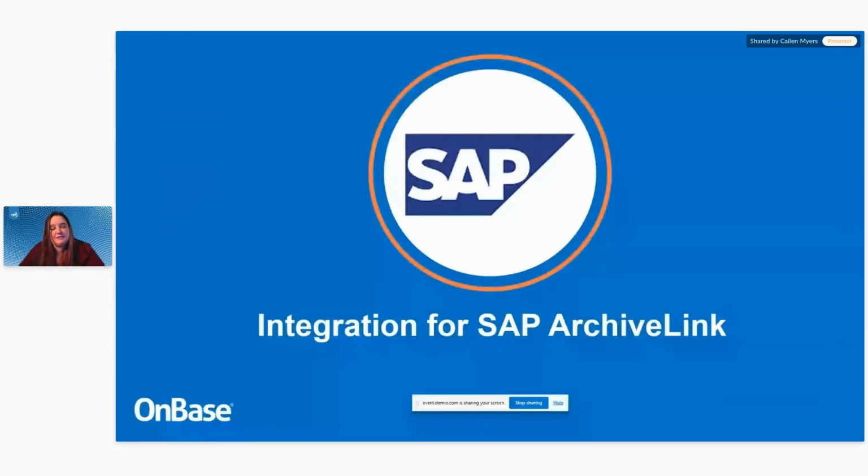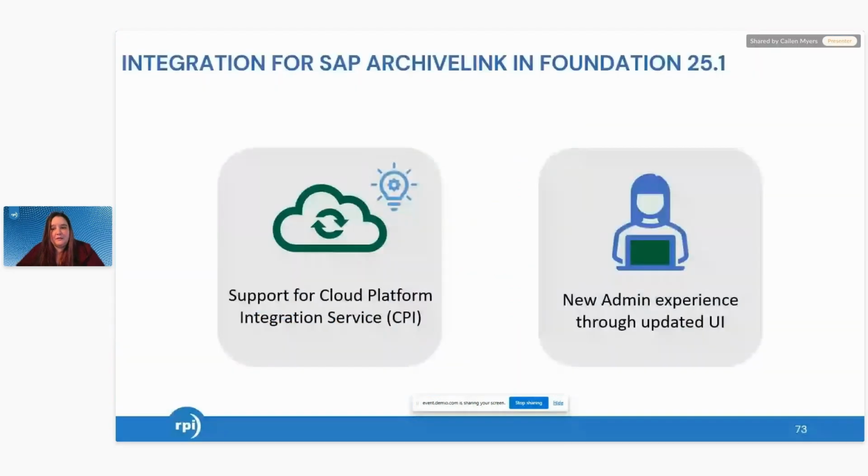Up next, we're going to speak just a little bit about the SAP archive link. The first enhancement, which was a customer request, extended Hyland's SAP archive link connector to support the SAP Cloud Platform Integration Service, or CPI. CPI is an integration platform as a service offering from SAP that enables organizations to connect different systems, applications, and data sources. This expands opportunities to leverage SAP archive link integration across different customer deployments and scenarios.